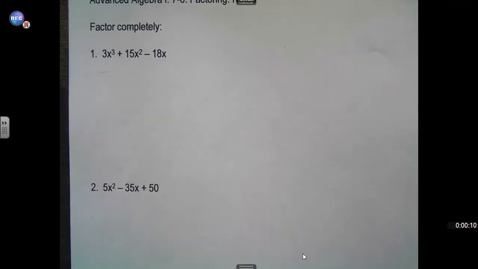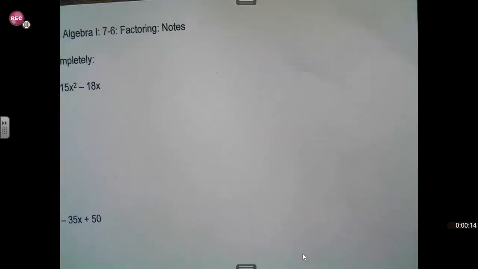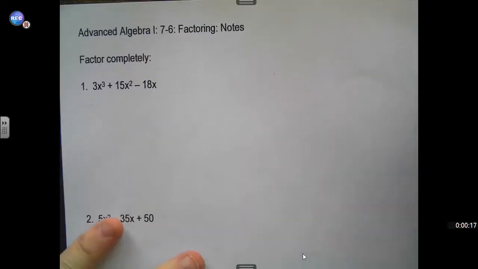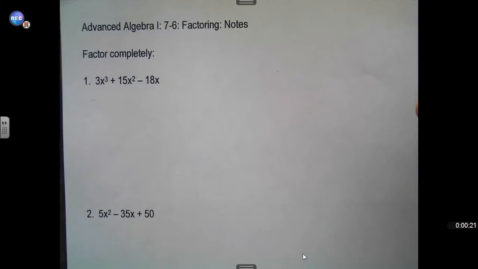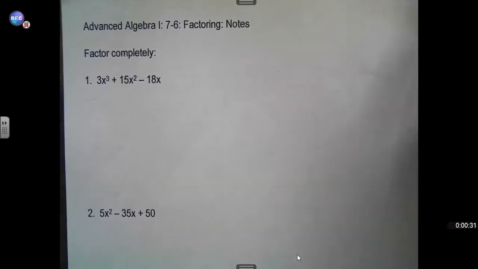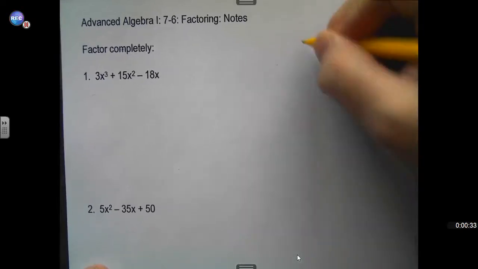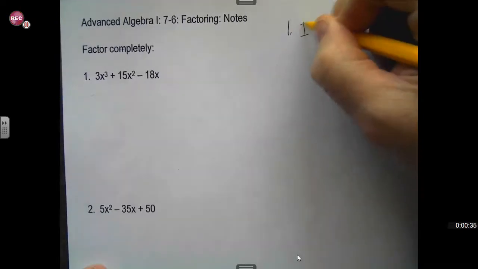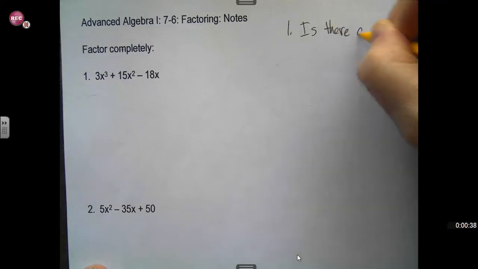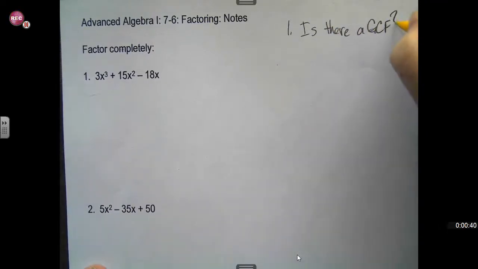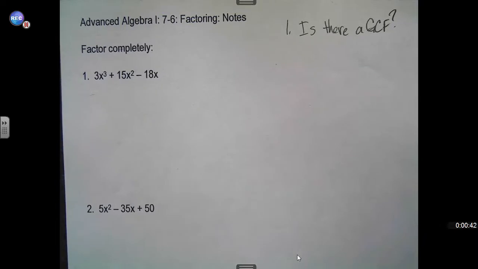Again, this is advanced algebra. We are factoring, and so I just have a couple of examples for this section. I don't know if you recall, but in the last group, I said that we need to run through a little checklist, and the first thing we're supposed to ask ourselves on that checklist when we're factoring is, is there a greatest common factor? And if there is, that's what we factor out first.